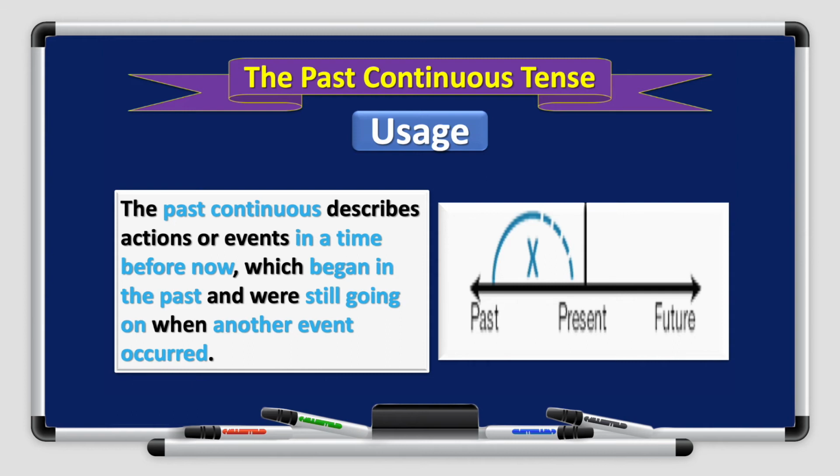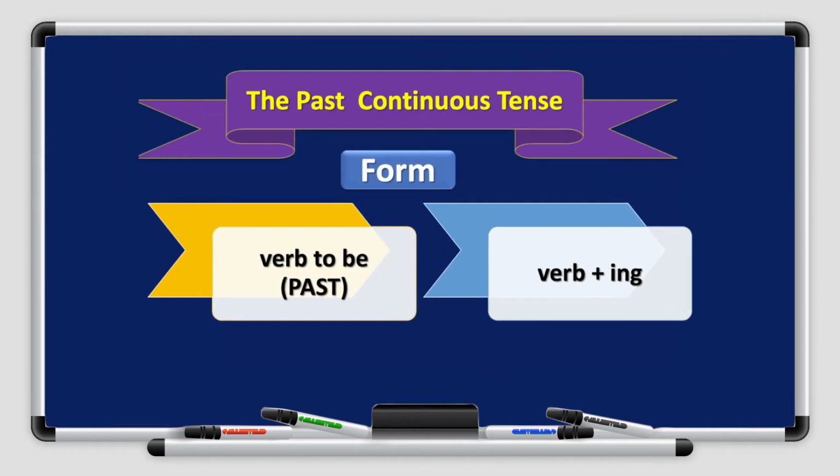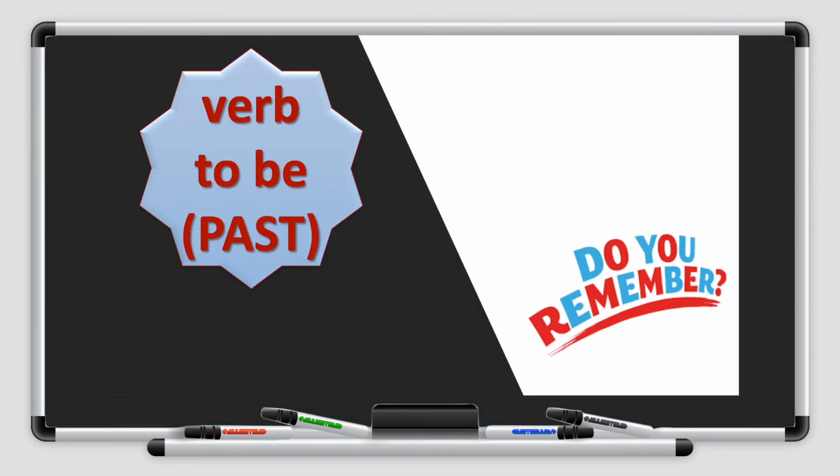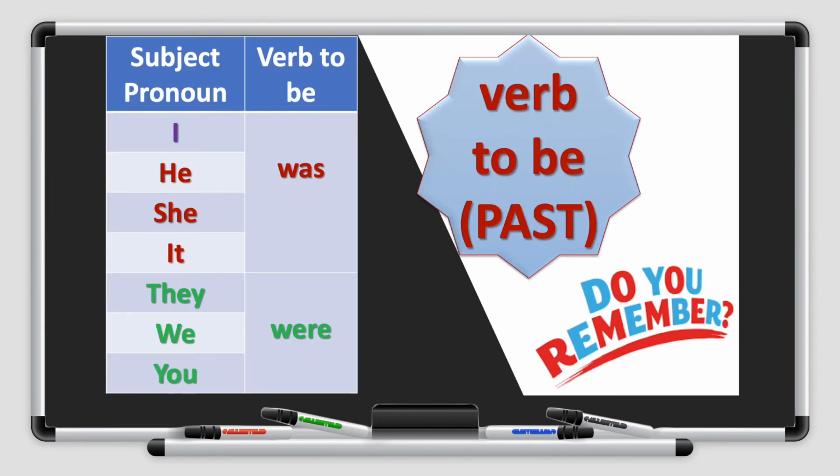So, where is the longer action here? I was watching TV is the longer action. What's the shorter action that interrupted me watching TV? My mother called me. Let's look at the form of the past continuous tense. Again, you start with verb to be, but for the past, followed by verb ing. So, verb to be for the past, do you remember? Yes. So, I, he, she, it take was from verb to be, and they, we, you take were. So, you have was and were.